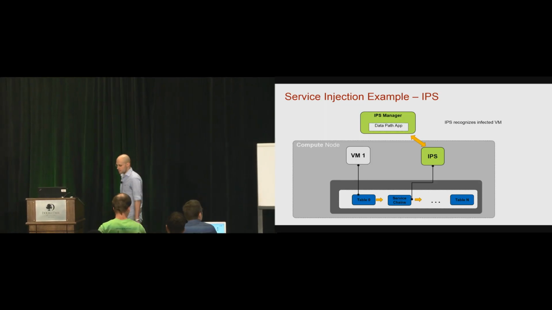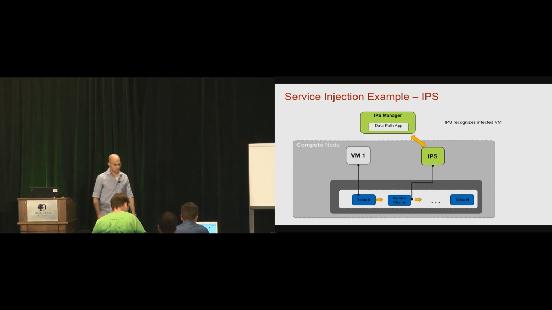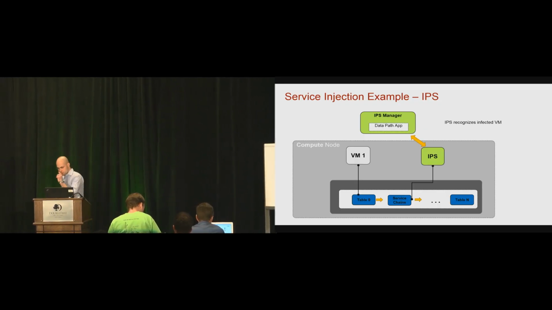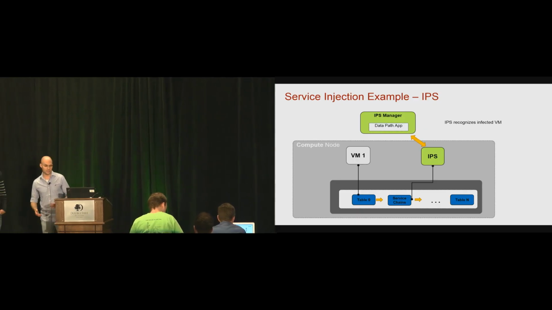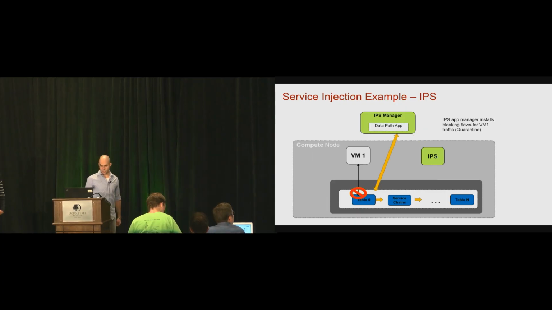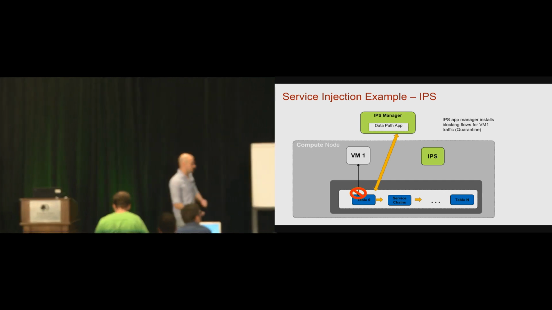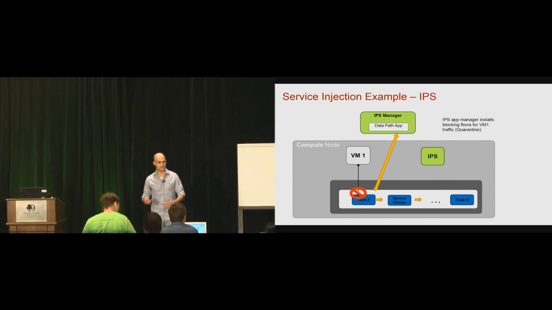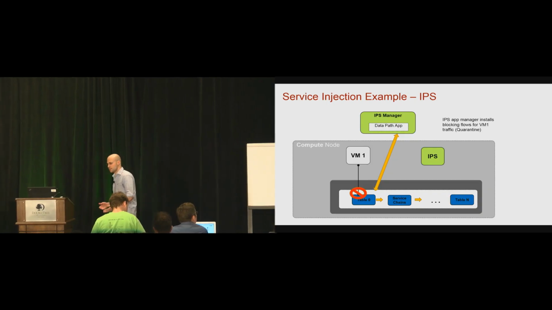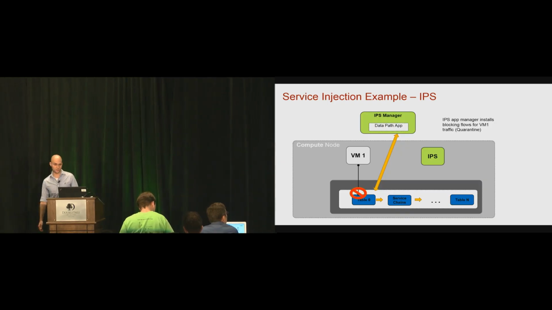And it suddenly recognized that one of the VMs, VM1 in our example, is infected with a Trojan horse or a malware, and it wants to block its traffic. With classic service chaining, what we would do is block the traffic in the IPS itself. With topology service injection, we could have a designated place in the pipeline that is owned by this application, and it could already install quarantine flows in this place and block the traffic on the infrastructure. This reduces the load on the function itself.